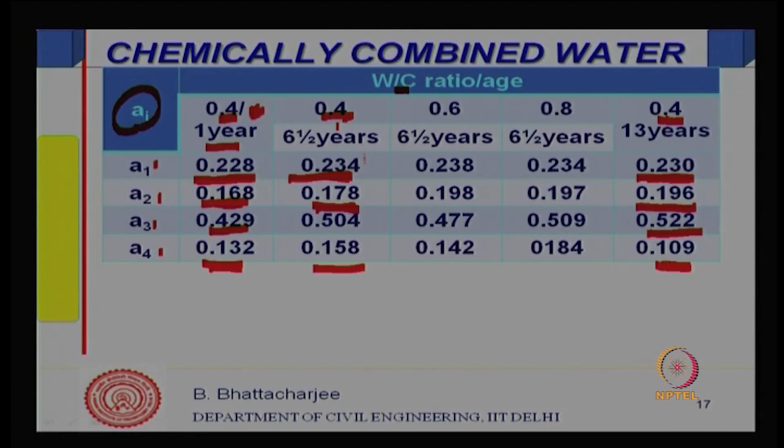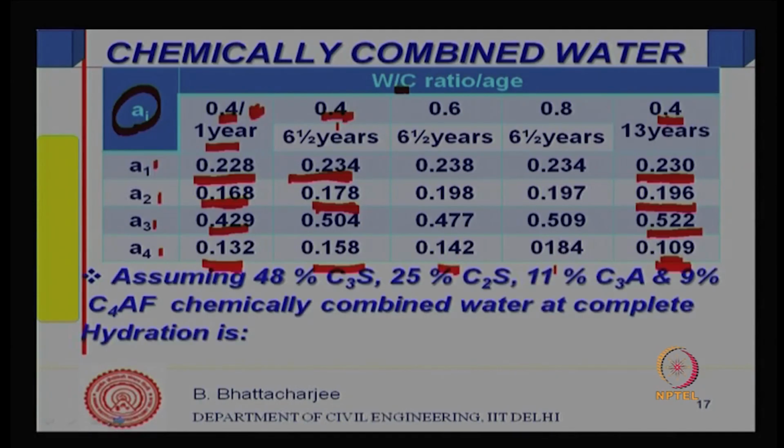But if the water cement ratio changed to 0.6 and 0.8 in 6.5 years, the variation was something like this. I think there may be some mistake in this figure, whatever it is. What we see is that different quantities of water are required by different compounds of cement for their complete hydration, because at 13 years one can assume it to be full hydration.